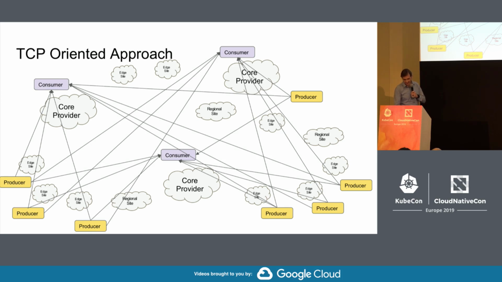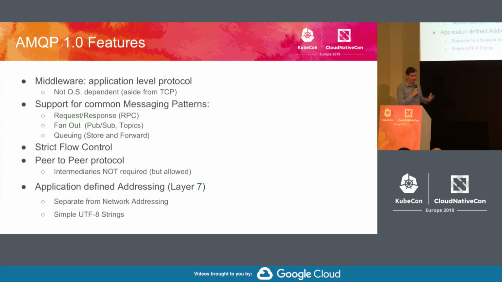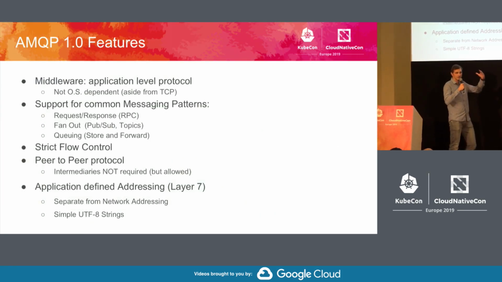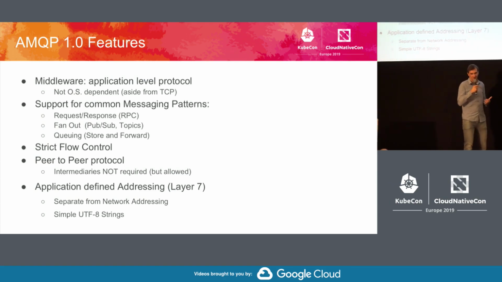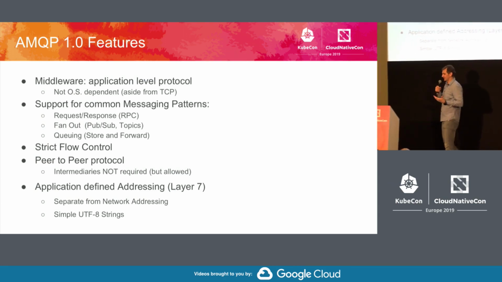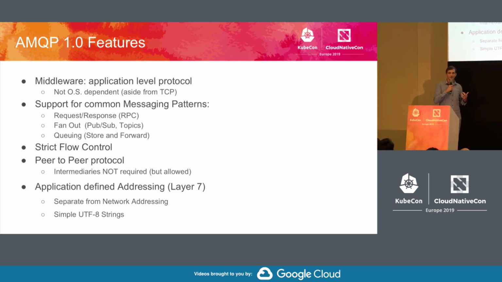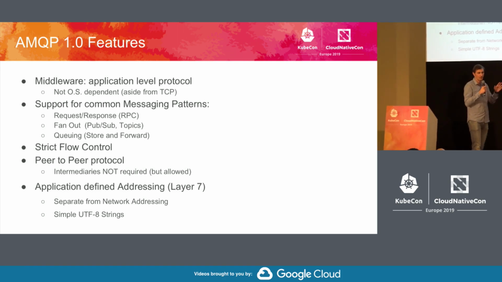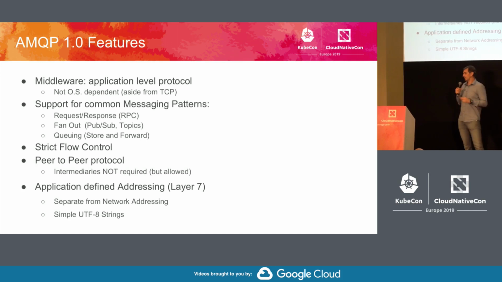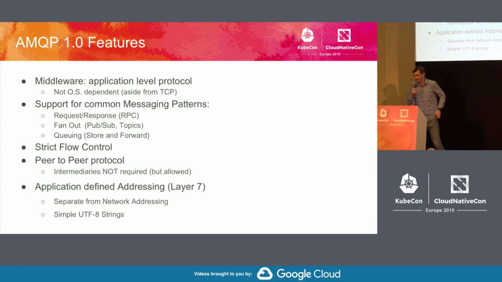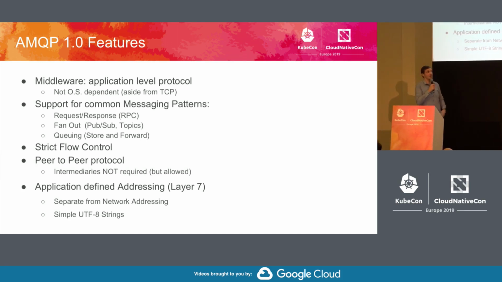So one of the solutions for that is to go up, go to the application level, and use some tools that have been around for a while and can be used to solve some of these problems. One of those tools, just one of the solutions, is the AMQP 1.0 protocol, which is basically a messaging protocol which supports a lot of features.